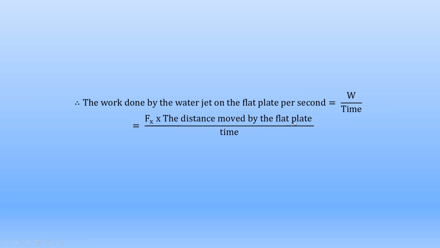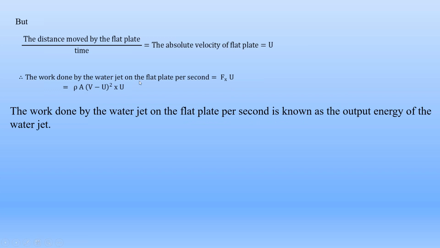You know that the distance moved by the flat plate divided by time is the absolute velocity of the flat plate, that is U. So the work done by water jet on the flat plate per second is equal to Fx into U, because U is the absolute velocity of the flat plate, that is equal to distance moved by the flat plate divided by time.